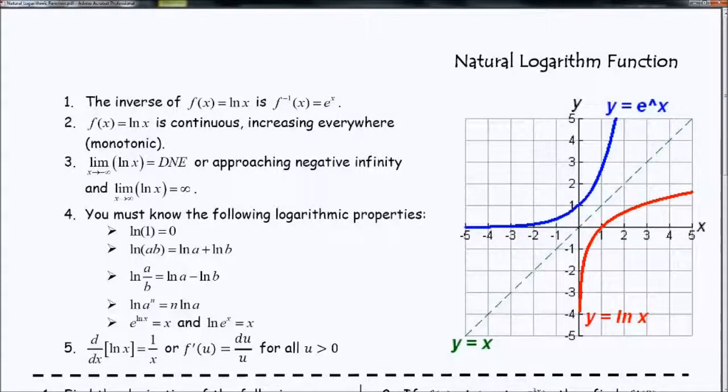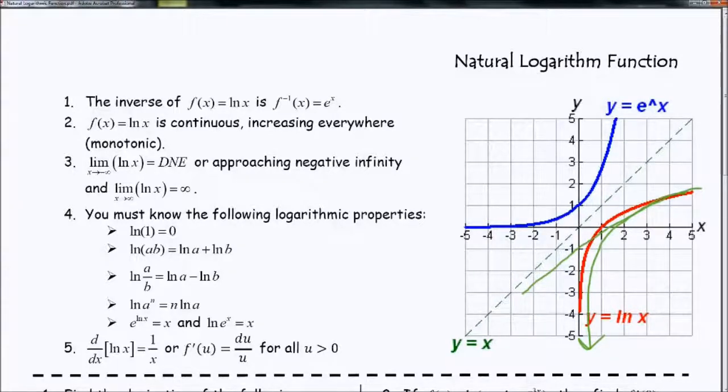Natural logarithmic function. Again, the inverse of ln of x is e to the x, and ln of x is continuous and is increasing everywhere. The limit as x approaches negative infinity of ln of x doesn't exist. If you notice with my red line, it keeps on going all the way down to negative infinity, so it's not approaching anything. It just doesn't exist. It never even gets to the negative numbers.